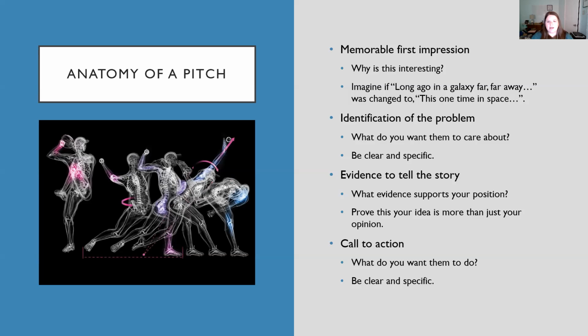And then you're going to need evidence to tell this story. So what evidence supports your position? Again, you're not bombarding them with a whole bunch of facts. It's similar to what we've done previously. You're going to pick two or three issues that you can focus on that are going to help support your position and that are hopefully going to get your audience to care about what it is that you're discussing.